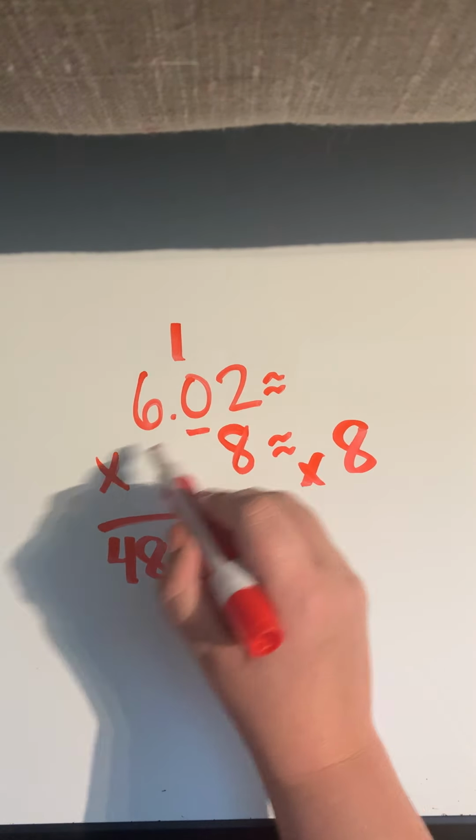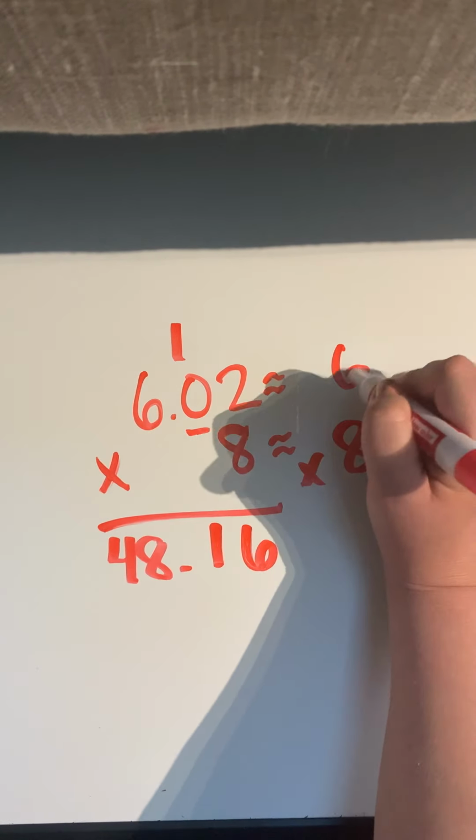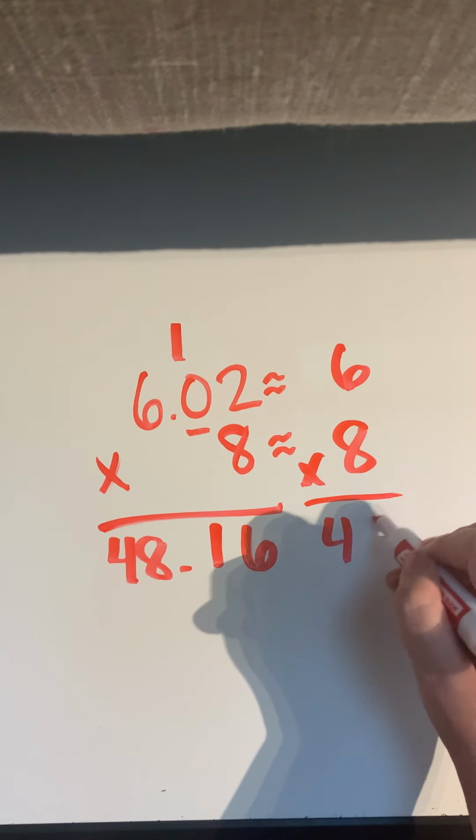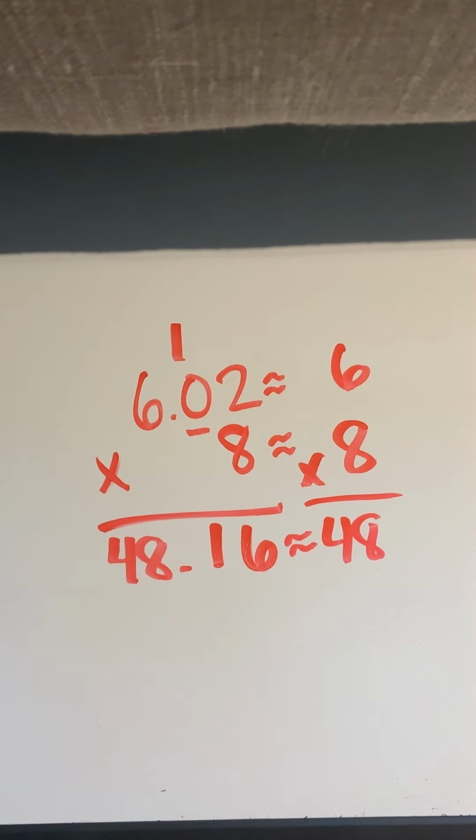So I'm going to look at my tenths. Oh, okay, that's a 0, so I'm going to let it rest. And 6 times 8 is 48. Yeah, that's definitely reasonable, wouldn't you say, guys? Those are very close to each other.